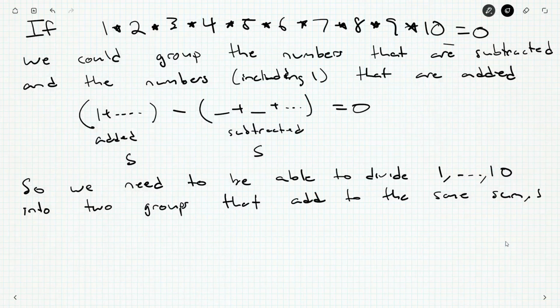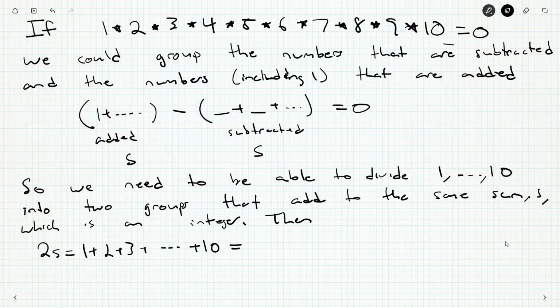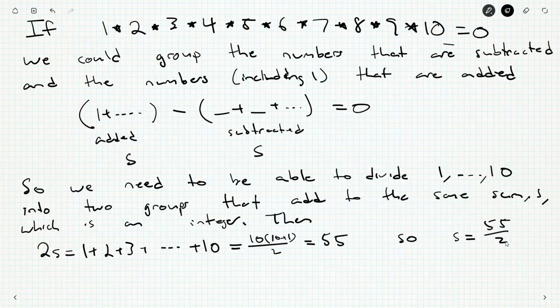So the same sum s, which is an integer. But then 2s is 1 plus 2 plus 3 all the way up to 10. So this sum, there's lots of ways to calculate it. You can do 10 times 10 plus 1 all over 2. These are triangular numbers, formed by doing 1 plus 2 plus 3 all the way up to n. Or you can just add them all up. It's not that hard. You get 55. So s would be 55 over 2, not an integer.